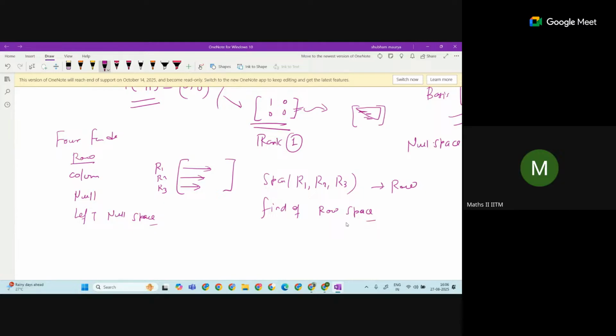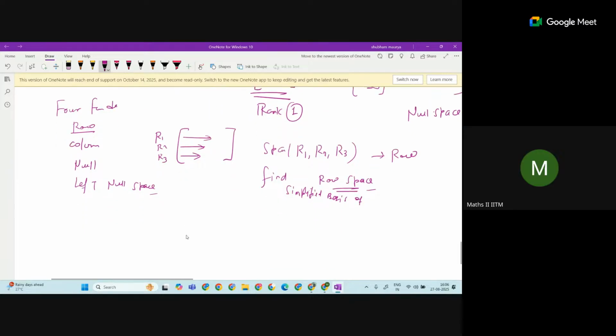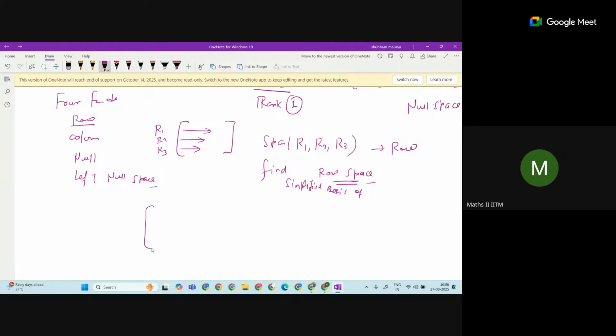So what is that going to be? Sometimes the question would even be asked: find the simplified basis of row space. So let's do one problem and it will be very clear to you by solving an example. Let's say I have this matrix: 1 1 1, 1 0 1, 0 1 1. I will find each of the spaces here now.